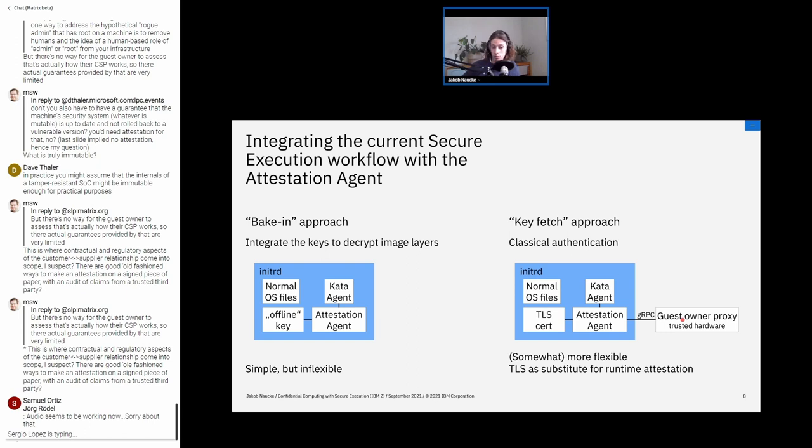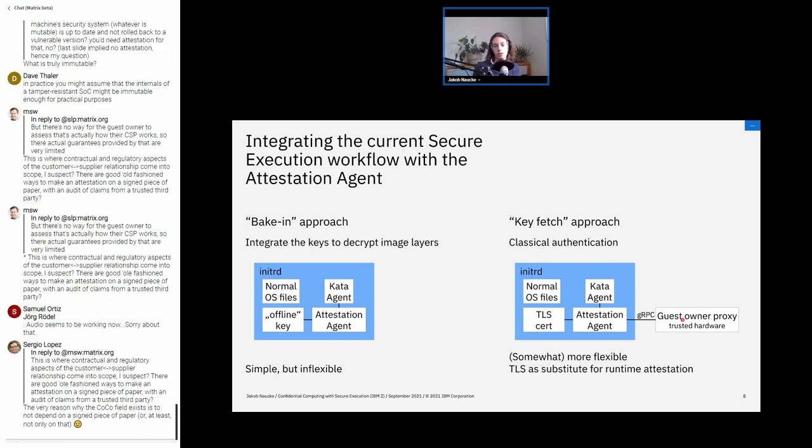And the key fetch approach, we will connect to an endpoint, and we will use a TLS certificate that will be baked in instead, which is a bit more flexible because you can now reroll container image keys, and you will only need to redo that in the initRD when you need to renew the certificate and the key. So that's basically a substitute for runtime attestation.